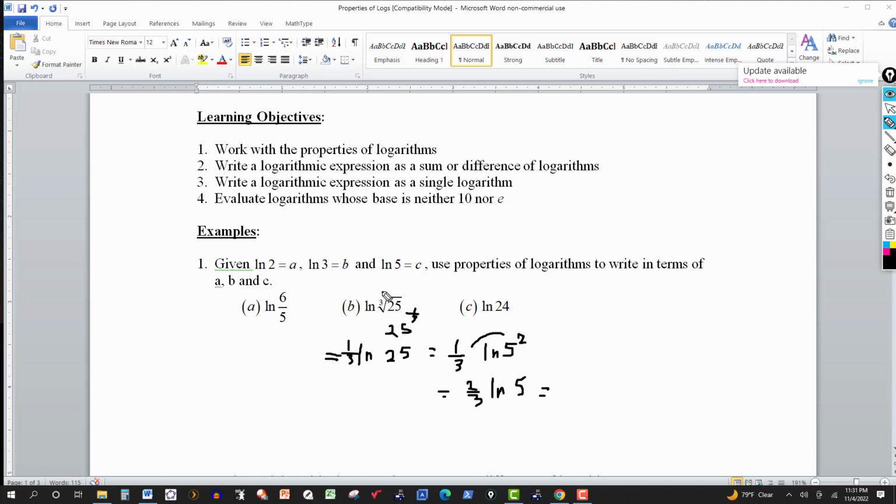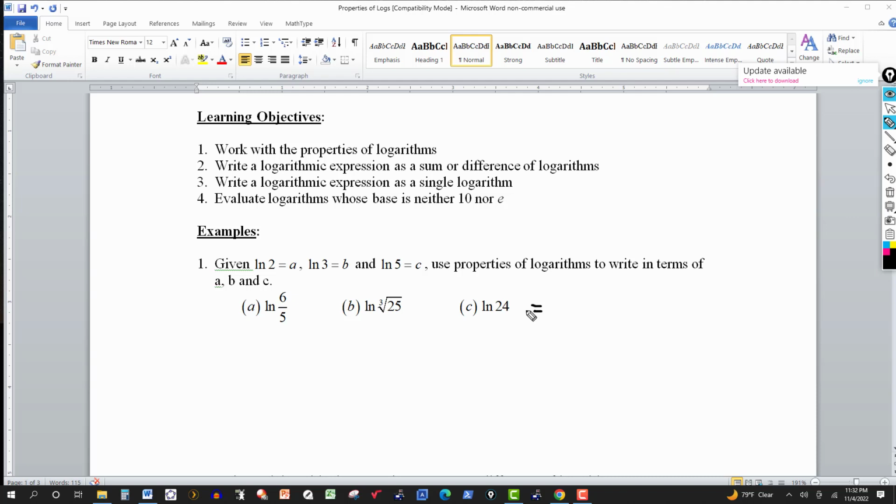Now let's do the substitution. This would just be 2/3. And the natural log of 5 can be replaced by c. So this becomes 2/3 c. Clear this then. And then we look at the next one.